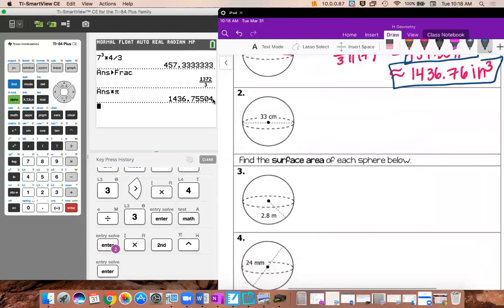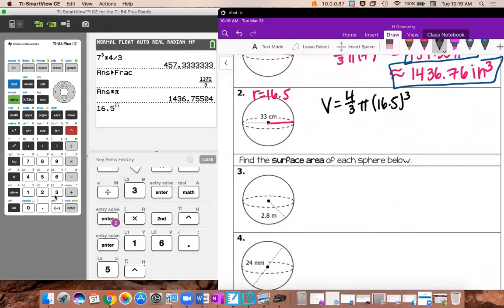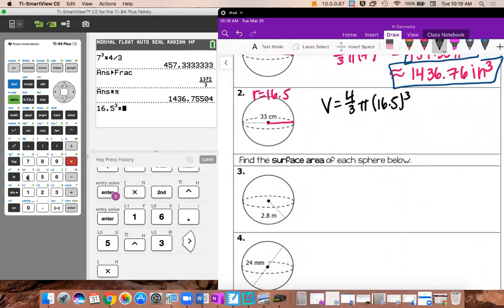Okay, number 2 here, it looks like they gave us the diameter, so we have to find the radius. So all we do is we take 33 and we cut it in half. So in this one, we get the radius is 16.5 centimeters. And then we just plug it in. So volume equals 4/3 pi r cubed. Okay, so we're going to do 16.5 raised to the 3rd times 4 divided by 3.